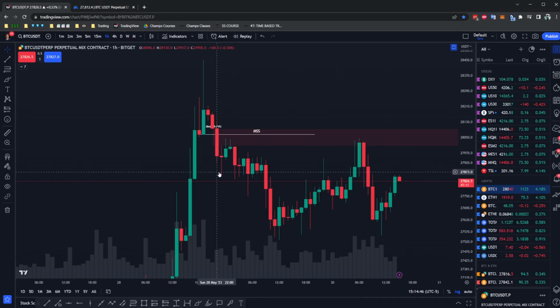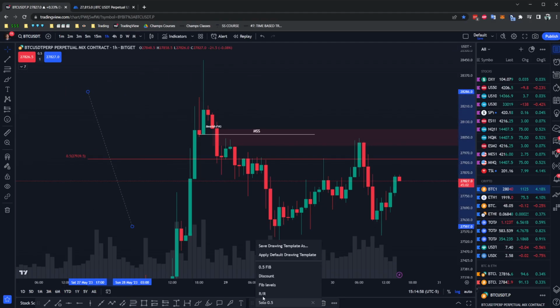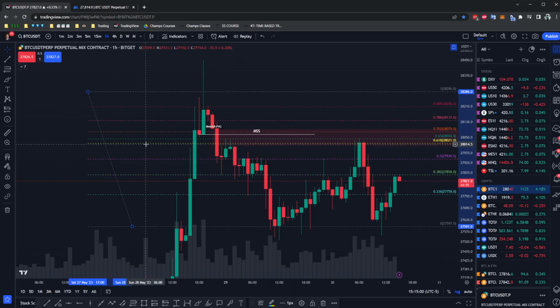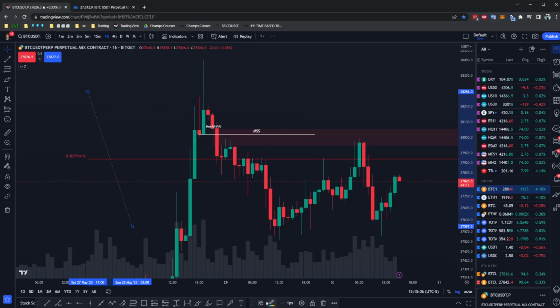You want to see a pull back up into this fair value gap so that you can actually take a trade. So you want to go ahead and grab your fib tool. I love fibs, I've always loved them, but I've learned how to use them in a much more efficient way than just grabbing your usual fib, which would look like this. All right, this is the normal fibs. I have learned that there is way better ways to use it, all right? And that would be using the discount or the 0.5.